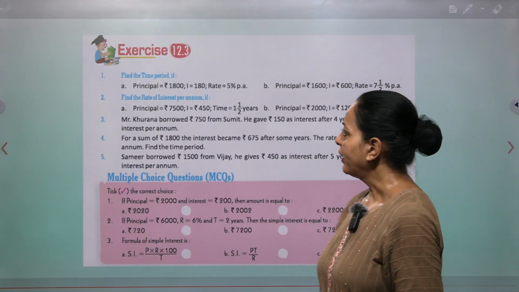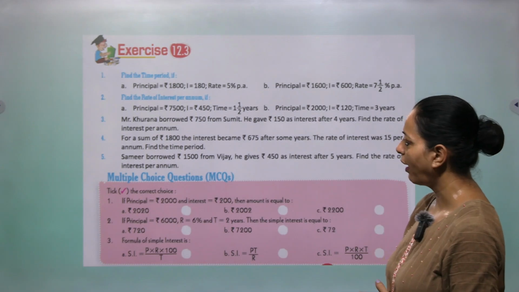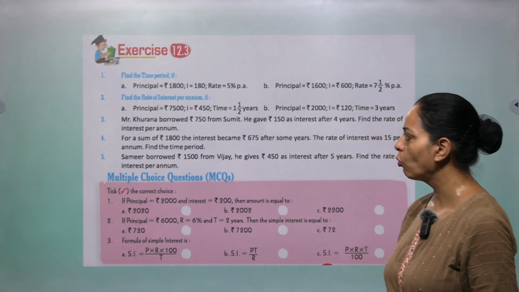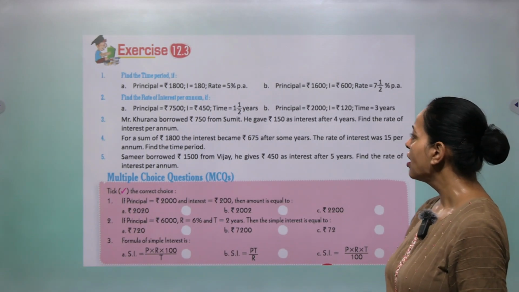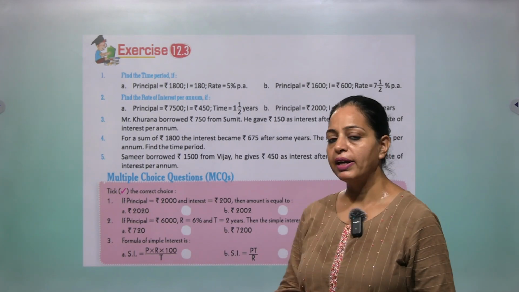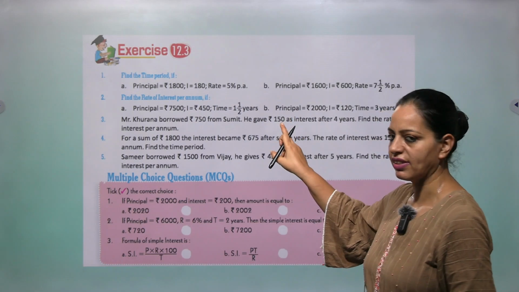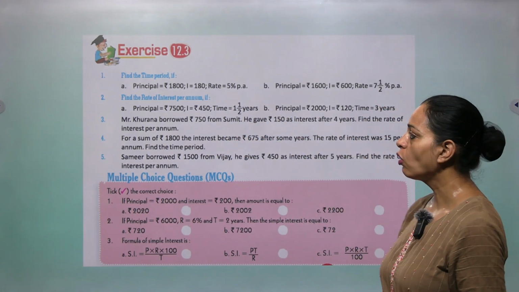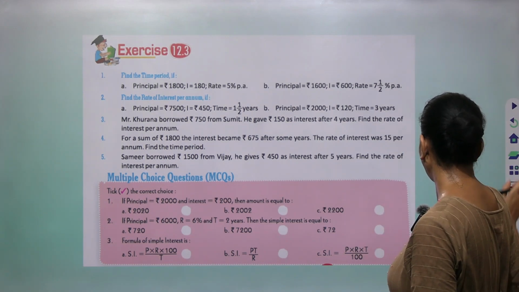Exercise 12.3 is given here, there are some more questions. You can try these questions. Like the third question, you can see: Mr. Khurana borrowed rupees 750 from Sumit. He gave rupees 150 as interest after 4 years. Find the rate of interest per annum. So this borrowed money is P and this is the interest. We know P, we know the interest, and we know the time also. What is missing here? Rate is missing. So how can we find it?